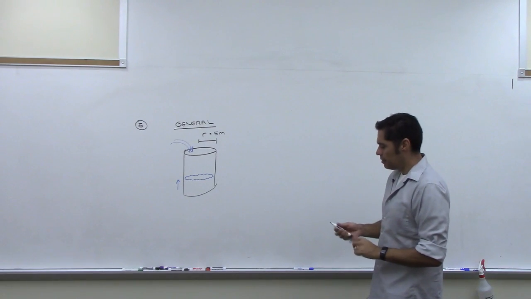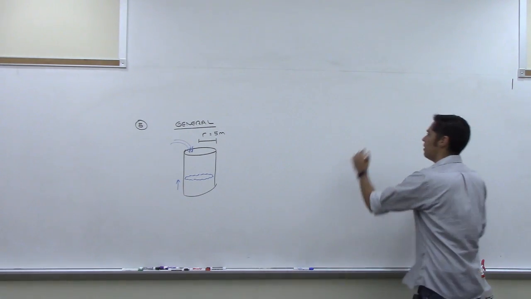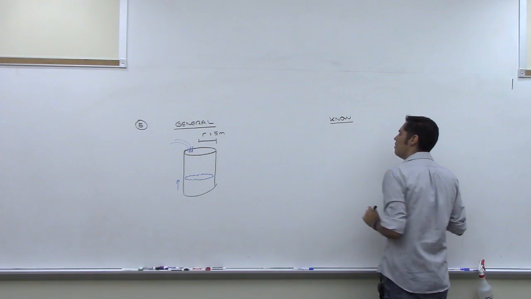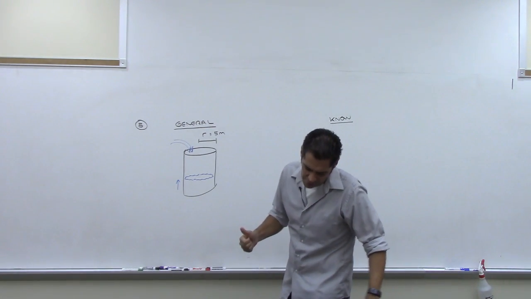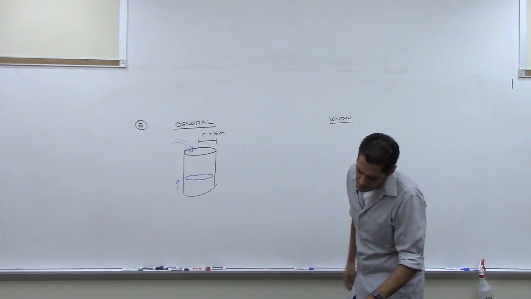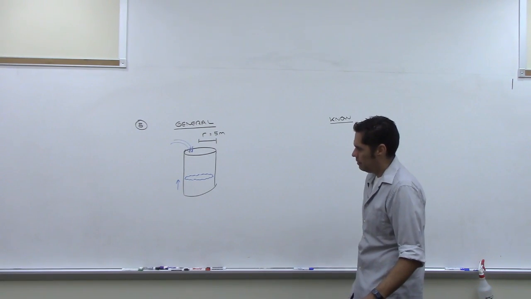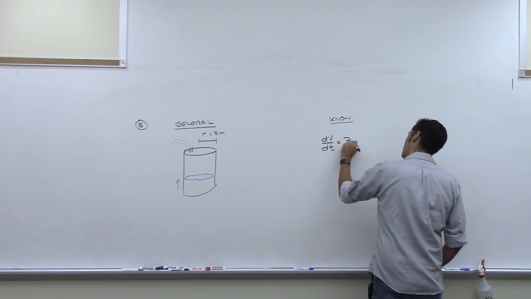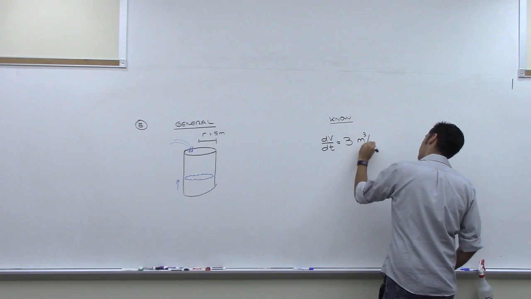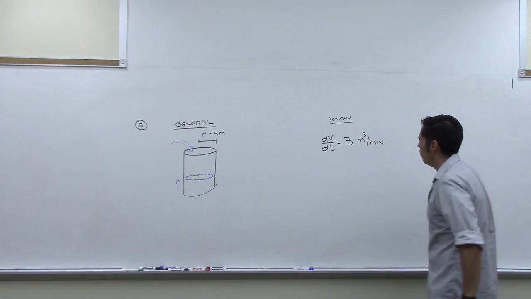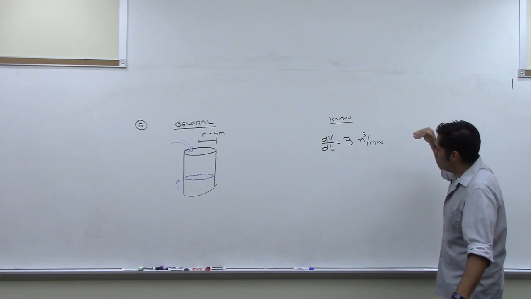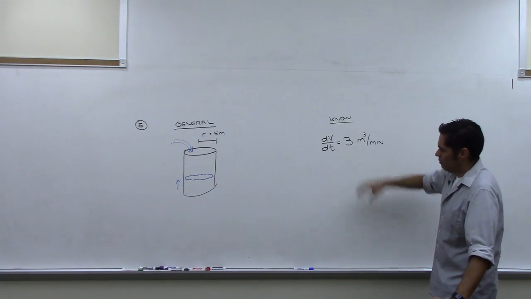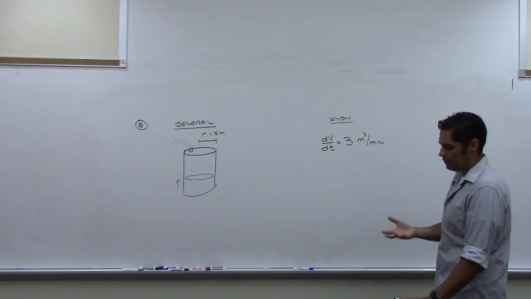So they tell us how fast the water is going in, and I'm going to write that down right now. I know that the volume is increasing at a rate of 3 cubic meters per minute. So that is the change in volume with respect to time, 3 cubic meters every 1 minute. When we see cubic meters per minute, that's a rate, so we know it's a derivative. And because it's cubic units, it's volume. So we have to interpret that from the wording.